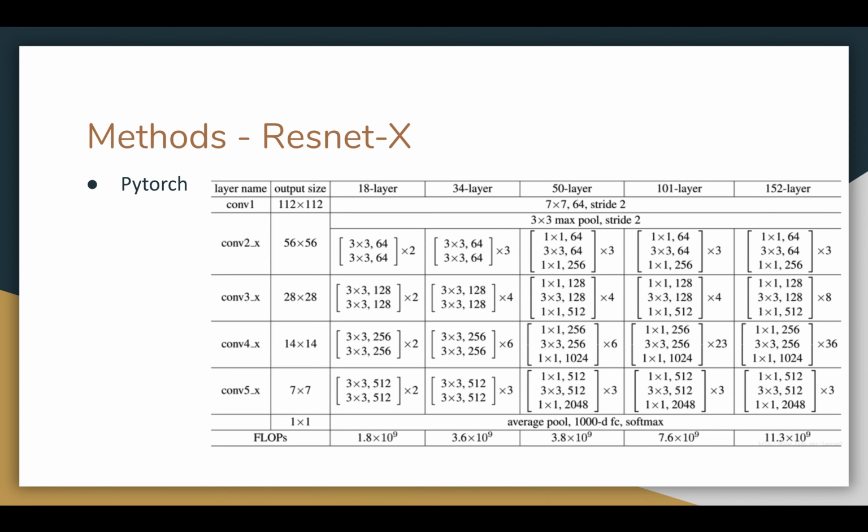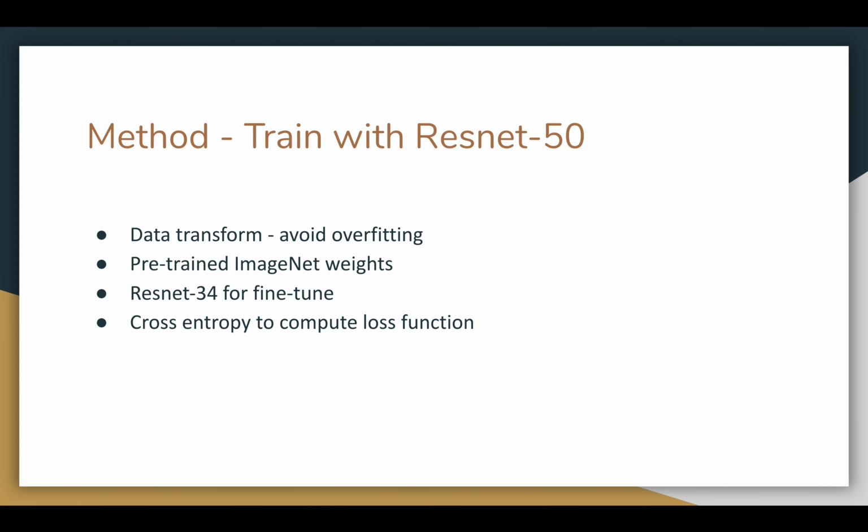So in our project, we tried both ResNet 34 and ResNet 50. We finally chose the ResNet 50 model based on its accuracy. Before training, we first do a data transform to avoid overfitting. We randomly crop the images with a scale of 0.9 to 1. We use the pre-trained ImageNet weights with the ResNet to fine-tune our model. We compute our loss function using cross entropy.